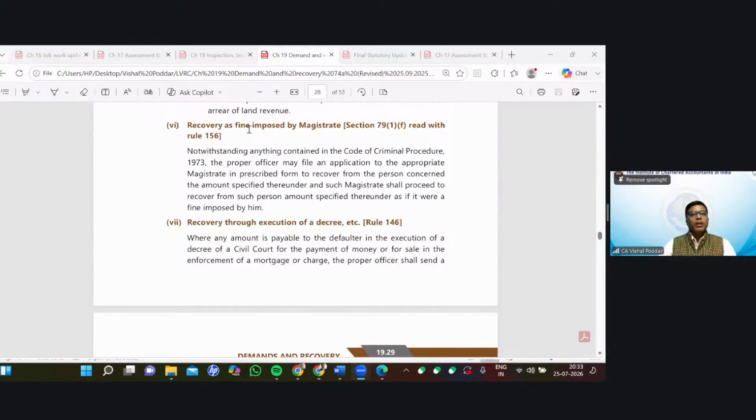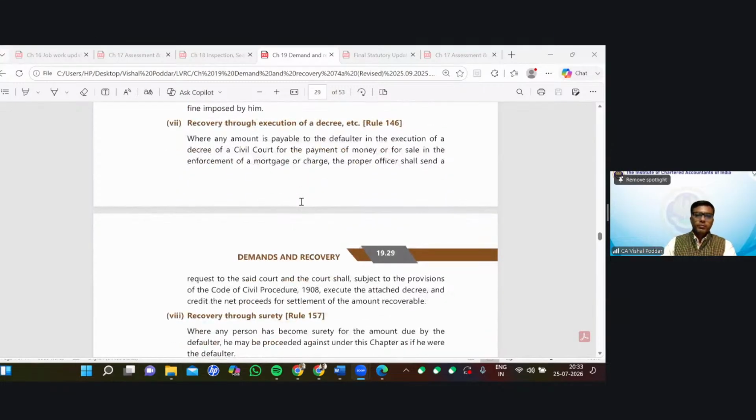Next, recovery as fine imposed by the magistrate. Notwithstanding anything contained in the Code of Criminal Procedure, the proper officer may file an application to the appropriate magistrate in the prescribed form to recover from the person concerned the amount specified thereunder, and then the magistrate shall proceed to recover the amount.